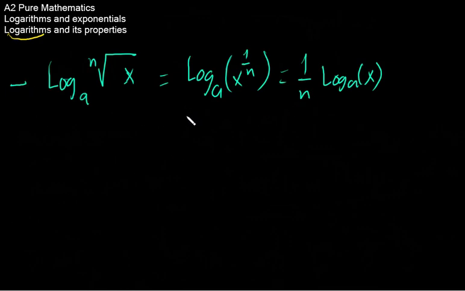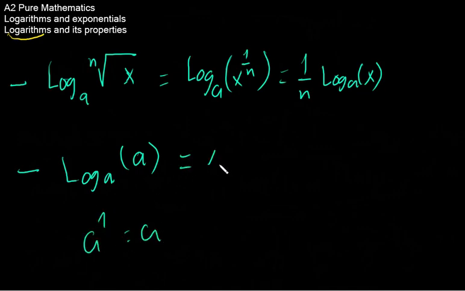Now the last formula is simply the log to the base a of a. In this case, x is equal to a. So it's obvious that a to the power of 1 is equal to a. So this is always equal to 1.